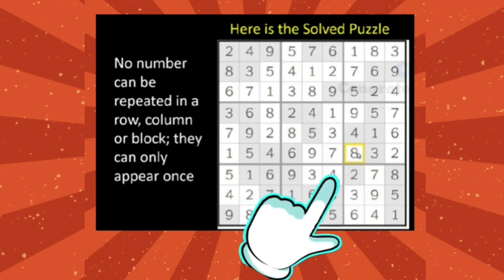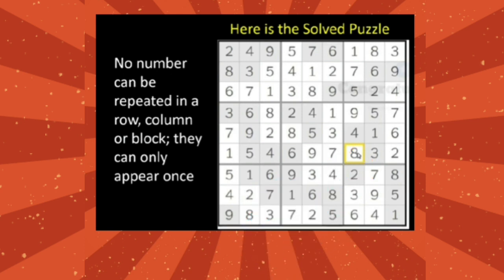Here is the solved puzzle. No number can be repeated in a row, column, or block. They can only appear once.